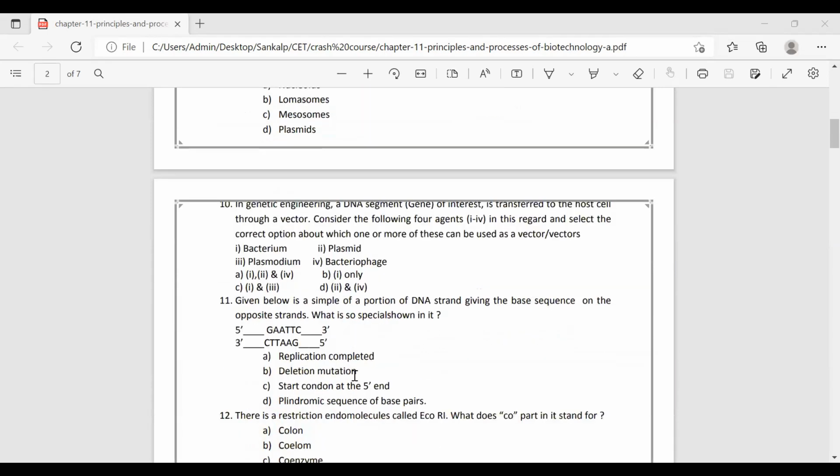In genetic engineering, a DNA segment or a gene of interest is transferred to the host cell through a vector. Consider the following 4 agents in this regard and select the correct option about which one or more of these can be used as a vector. Out of this, which can be used as a vector? 1 bacterium, 2 plasmids, 3 plasmodium, 4th bacteriophage.